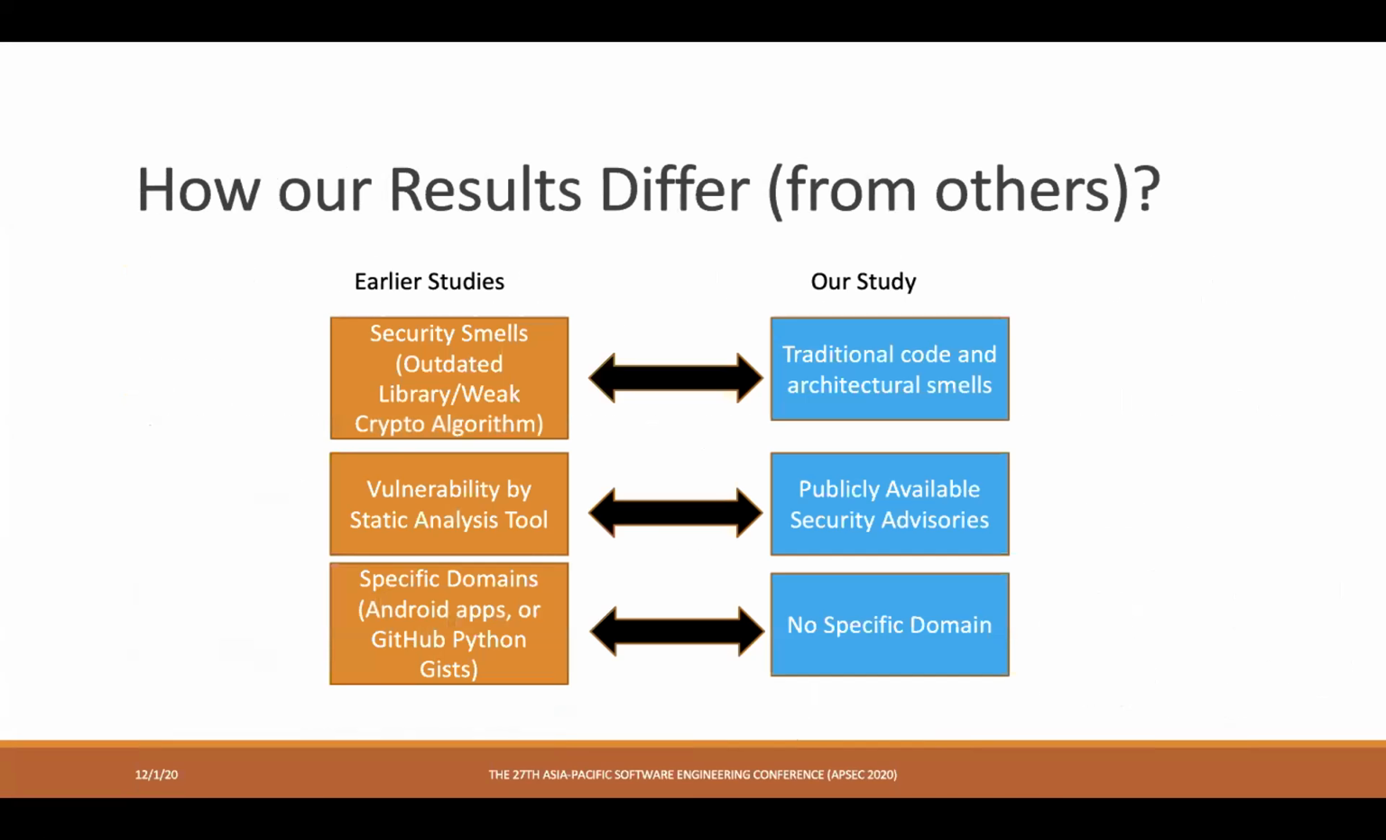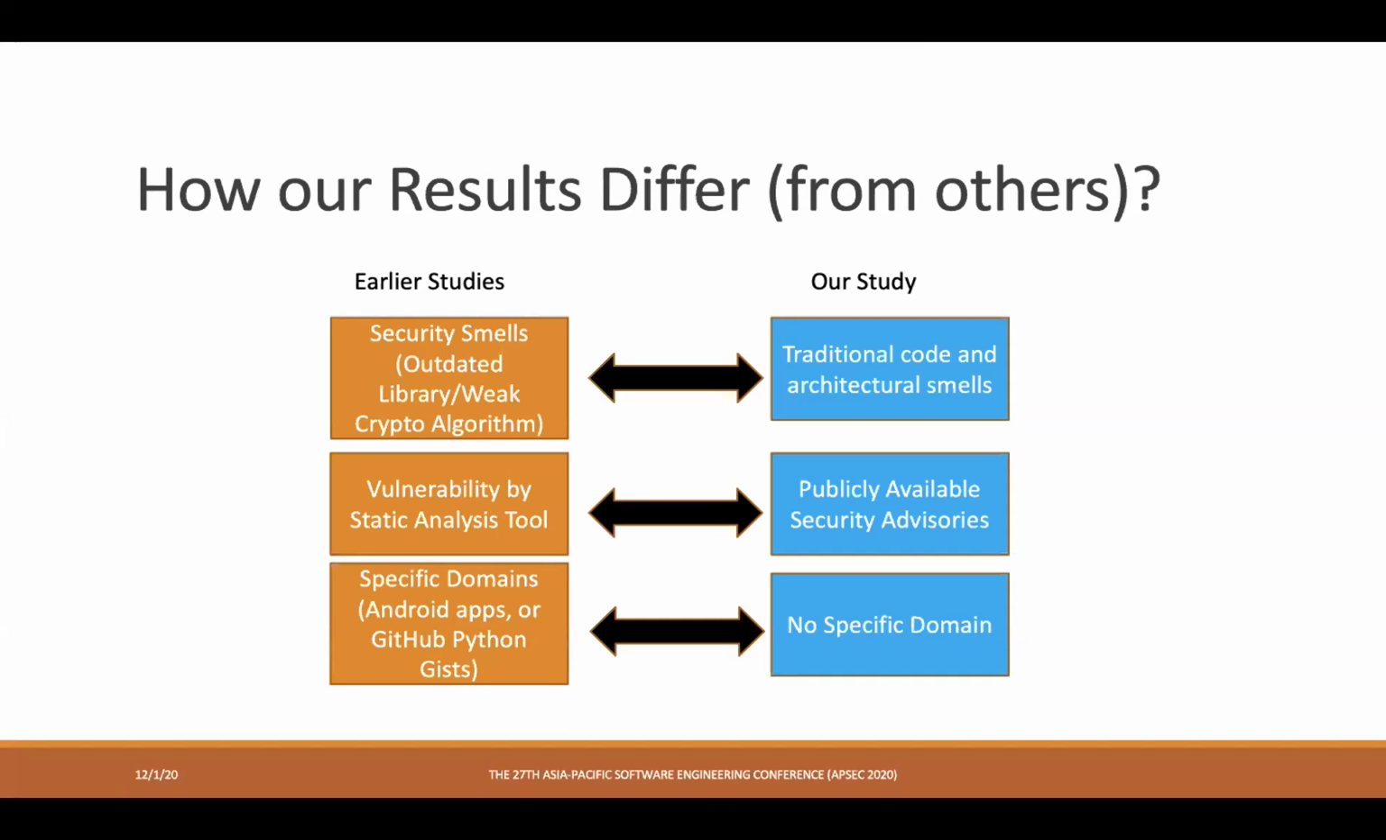So how does our work differ from others? In earlier studies, they mostly focused on security smells like outdated library and weak crypto algorithm based security smells. But in our work, we focus mostly on traditional code smells and architectural smells. In earlier studies, the researchers extracted the vulnerability by using a static analysis tool. But we know that most static analysis tools have lots of false positives. That's why we try to avoid using static analysis tools.